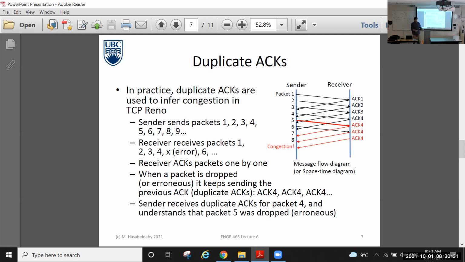Okay, this happened, but I want to inform the sender that there is a problem in packet 5. And this is what happens now. I sent 1, 2, 3, 4, 5, for example, and the receiver replied to me with acknowledgement 1, 2, 3, 4. There is a problem in packet 5, so the receiver will reply to me with acknowledgement 4, acknowledgement 4, acknowledgement 4. It will duplicate it several times. So I will understand that there is a problem in packet 5, so I have to retransmit it again.